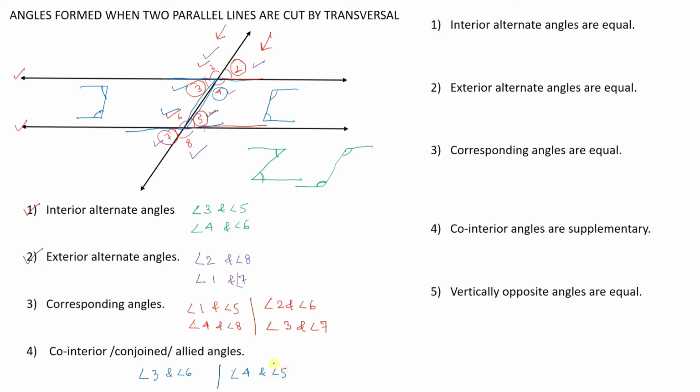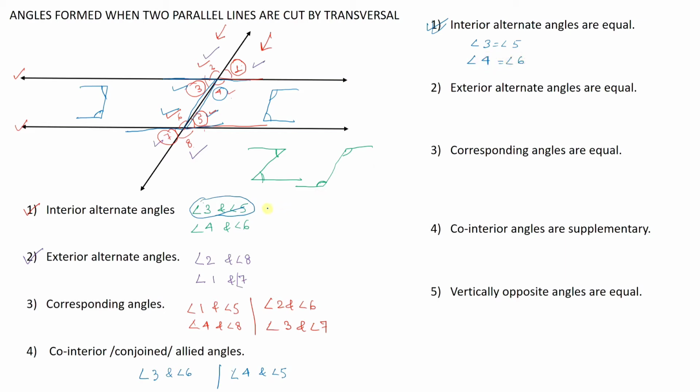This one is very important for this exercise. There are some properties regarding parallel lines. First one, interior alternate angles are equal. I have found out that angle 3 and angle 5 are interior alternate angles, so angle 3 will be equal to angle 5. If angle 3 is 30 degrees, angle 5 will also be 30 degrees. And same case for the second pair, that is angle 4 equals angle 6.